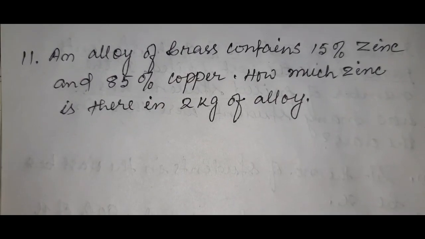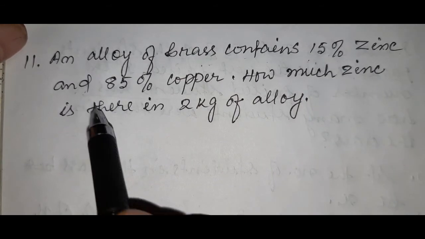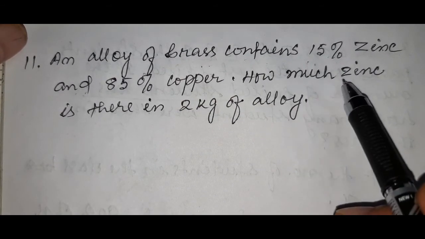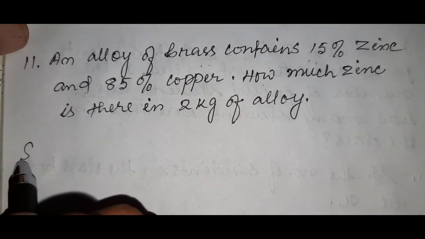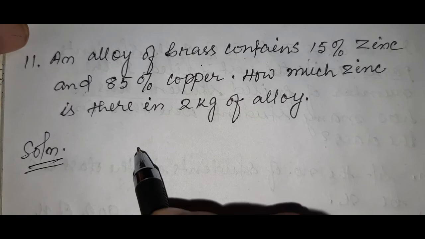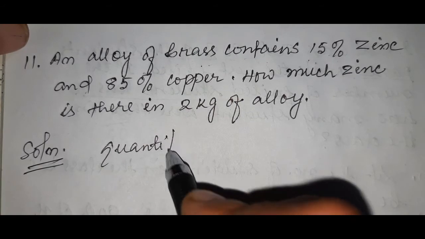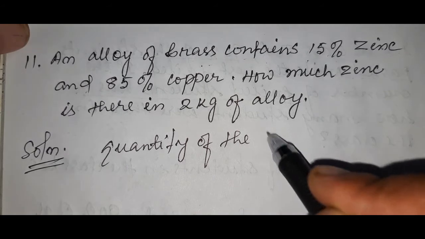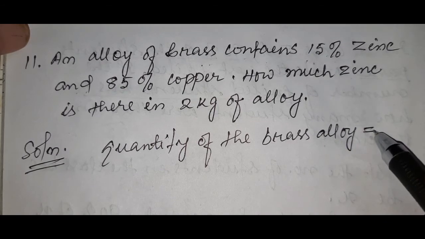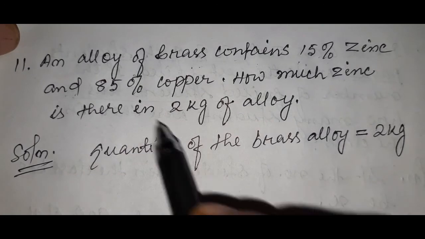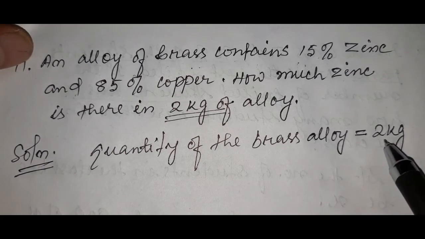Now let's see question number 11. An alloy of brass contains 15% of zinc and 85% of copper. How much zinc is there in 2 kg of alloy? Okay, here the quantity of the brass alloy is 2 kilogram, and now we're going to find out how much zinc is contained in this 2 kilogram of the alloy.